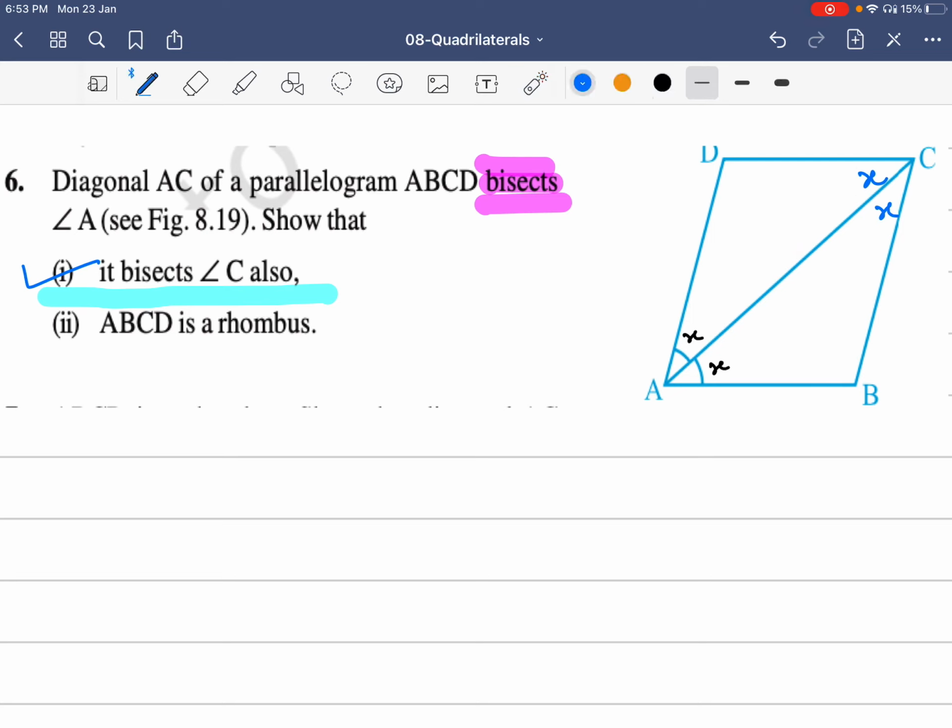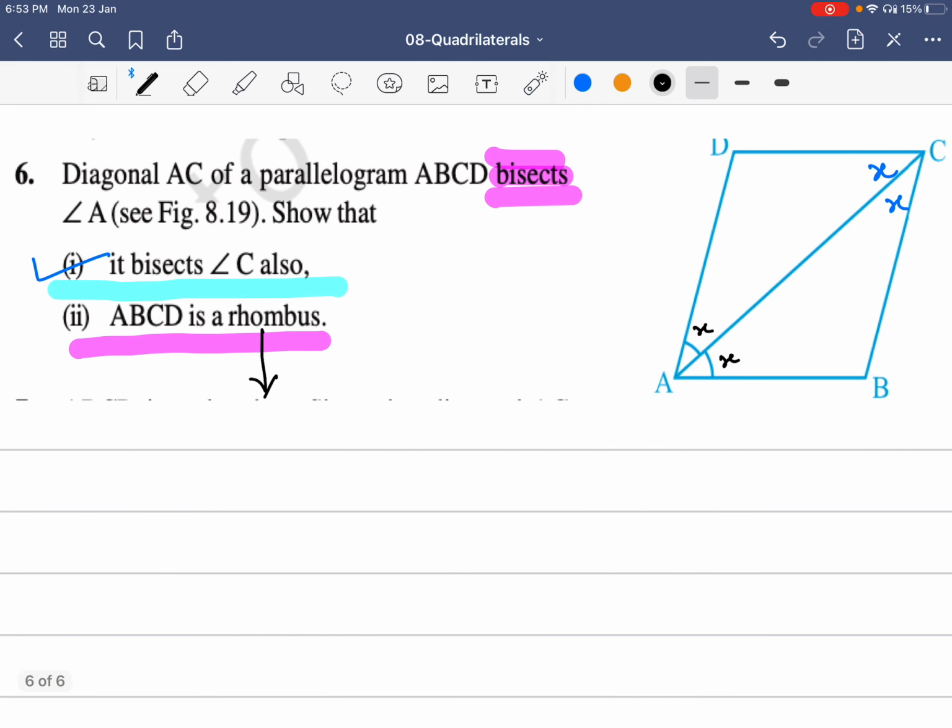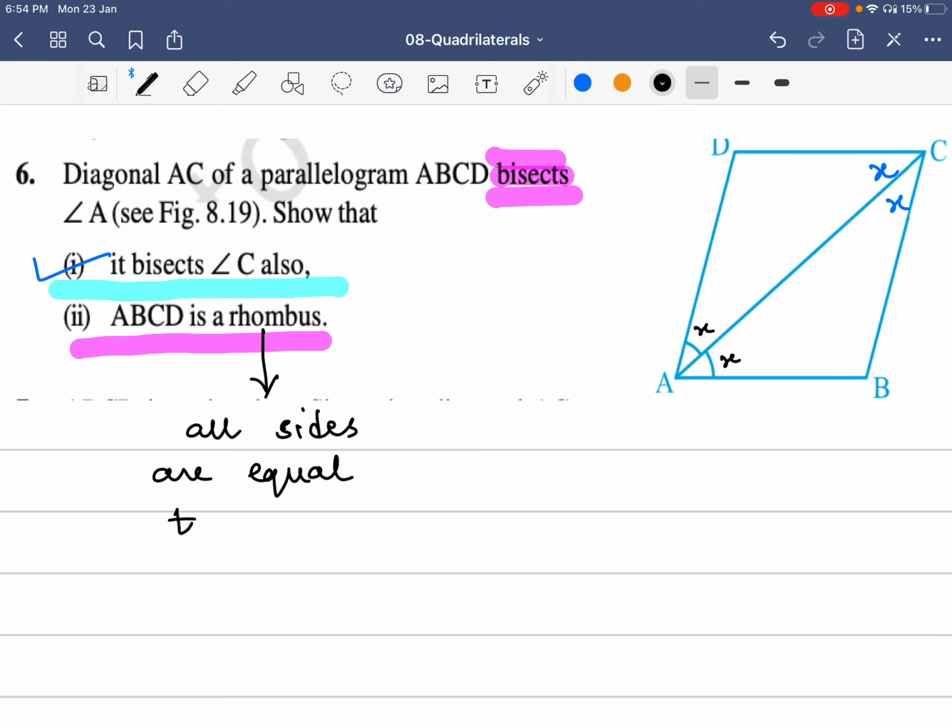Now, let's focus on the second statement. The second statement says we have to prove that ABCD is a rhombus. Now, first of all, we have to understand what is a rhombus. So that's a quick revision. Rhombus is a type of parallelogram where all sides are equal to each other. That is the property of a rhombus.